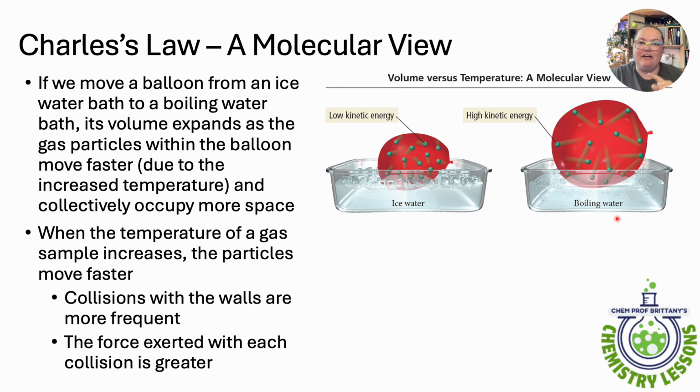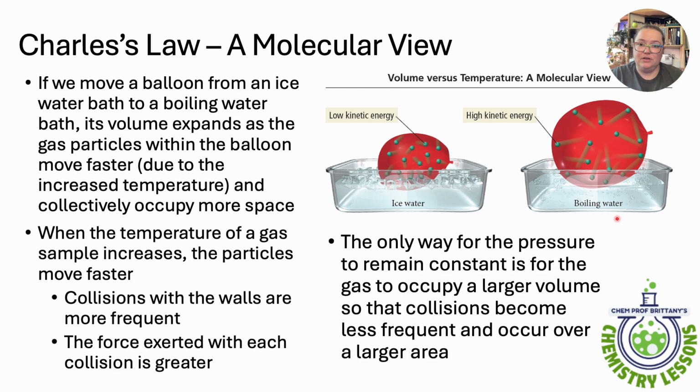Remember, I said we have to have constant pressure. Well, in order to keep the pressure constant, we have to allow the gas to occupy a larger volume. So that sort of negates that increase in collisions and whatnot. So that's why our balloon is smaller here and larger here. And you don't have to use boiling water. Literally just fill up a balloon, put it in the freezer, bring it out and put it under warm water in the sink. And you'll see the difference. It's obvious even with a much smaller temperature difference.